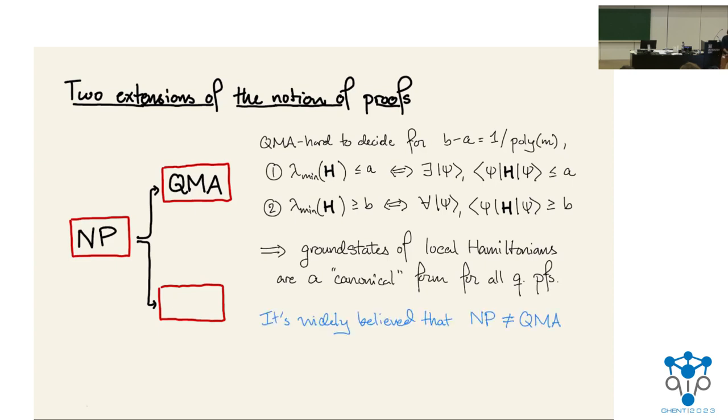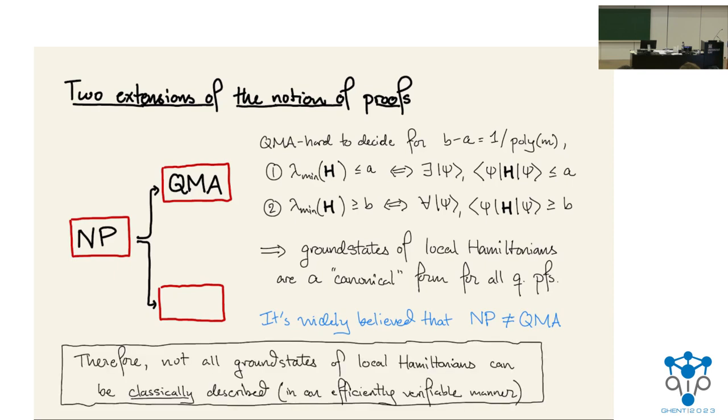Now comes something peculiar once you realize that ground states of local Hamiltonians are canonical. When we introduce the widely believed assumption that NP doesn't equal QMA, or that quantum proofs are more powerful than classical proofs, we get the important consequence that not all ground states of local Hamiltonians can be classically described in a verifiable manner. Or equivalently, you can't convert a ground state of a Hamiltonian into some sort of classical version of the verification.